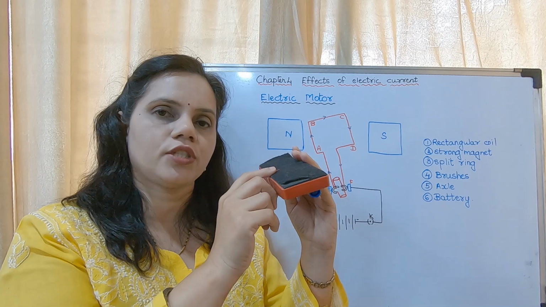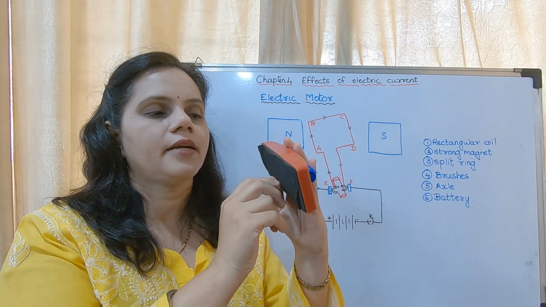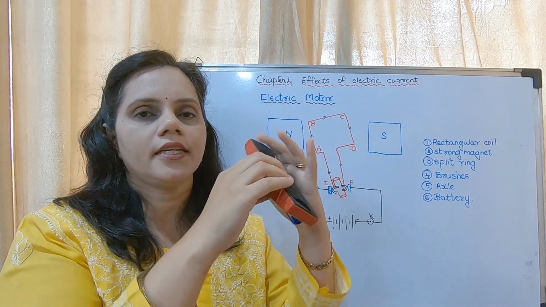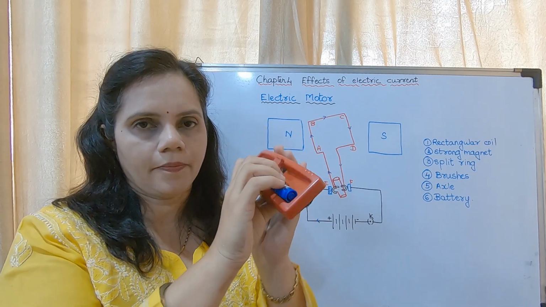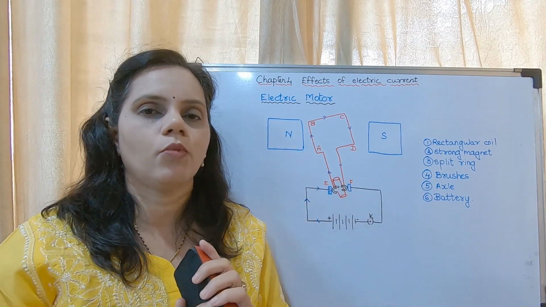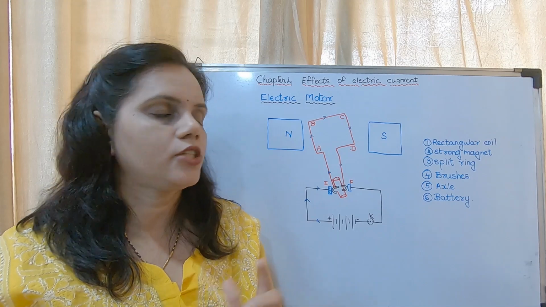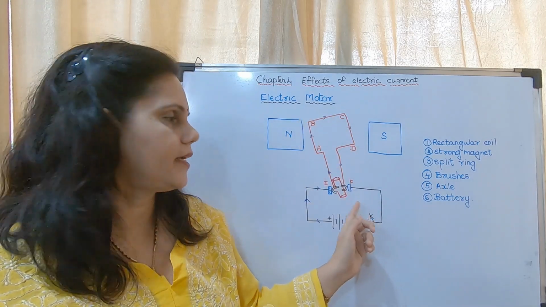Then CD is pushed down. That means AB will come in the upper direction. That means it will move continuously anti-clockwise in one direction. It will move like this. That is electric motor. So I repeat, the current is flowing from positive to negative.